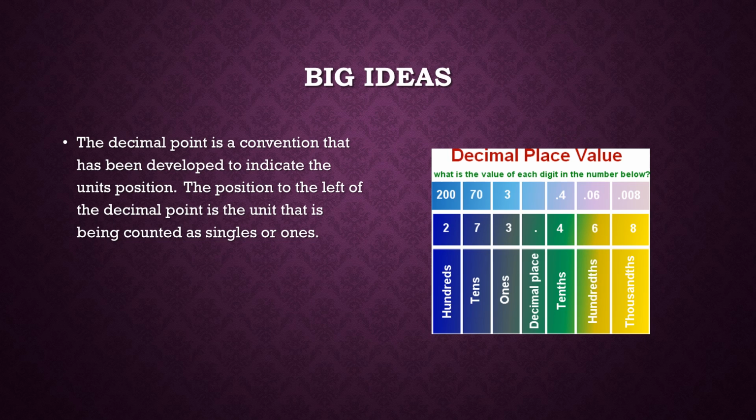The next big idea tells us how decimals are read and the values that they hold. It depends upon their position. The ones to the left, as we've already studied, go from ones, tens, and hundreds, but going to the right is tenths, hundredths, and thousandths. So this particular number would be read 273 and 468 thousandths.